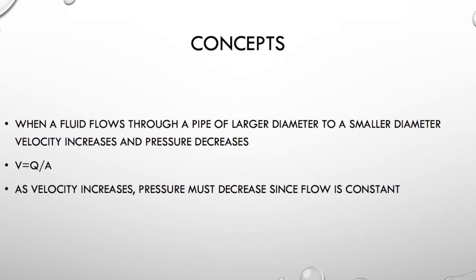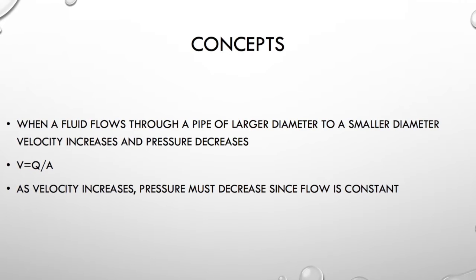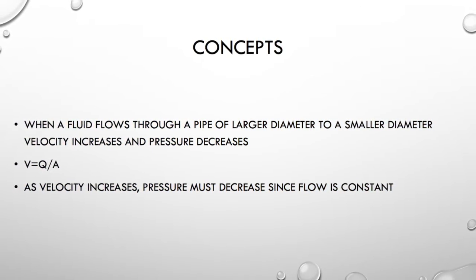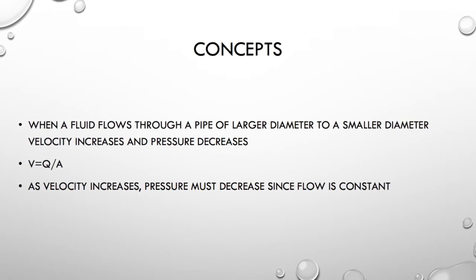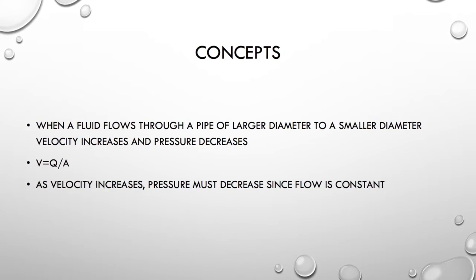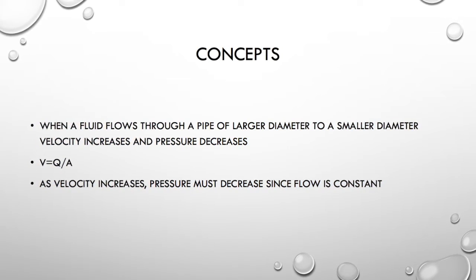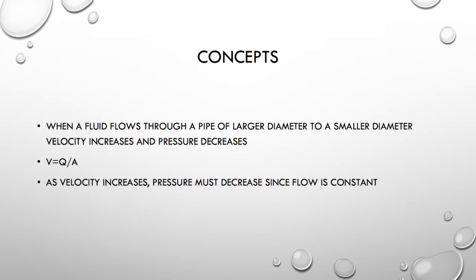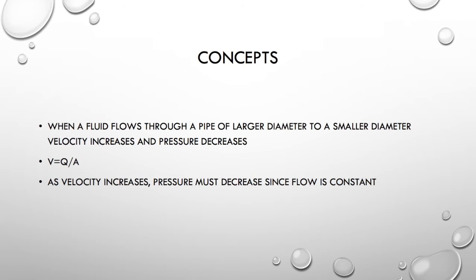The Bernoulli equation is used to show how energy flows through a pipe. Some important concepts for the Bernoulli equation include the idea that it could be used in conjunction with the continuity equation, which is that Q is equal to V times A, or in this case, V is equal to Q over A. Also, in a pipe system, as the velocity increases, the pressure must decrease to keep everything constant.